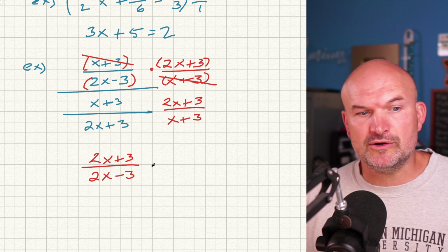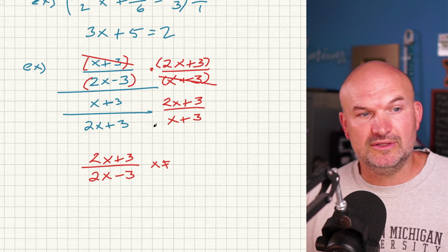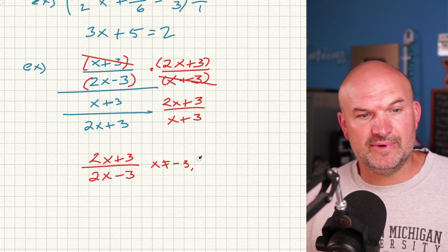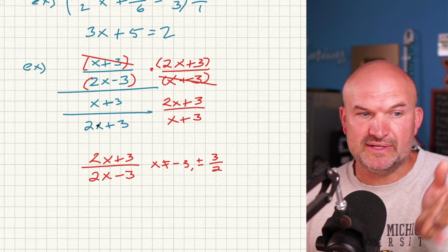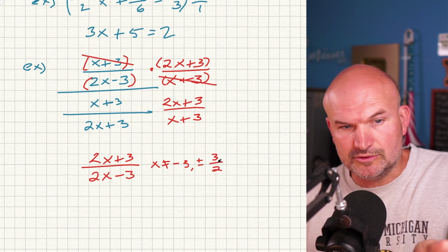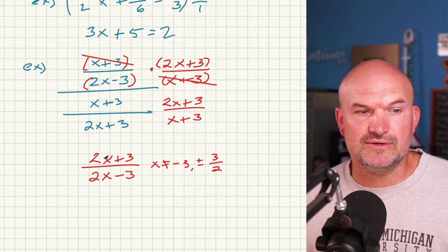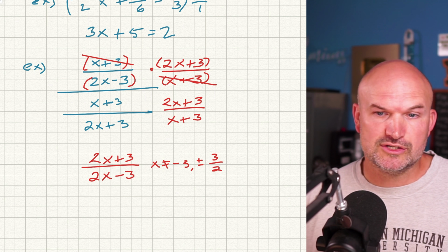And then we can write it with our restricted values. x cannot equal negative 3. And then we also have plus or minus 3 halves, right? Because again, when we took each of these denominators and set them equal to 0, we know those are going to make it 0, so those are not going to be included in our solution.